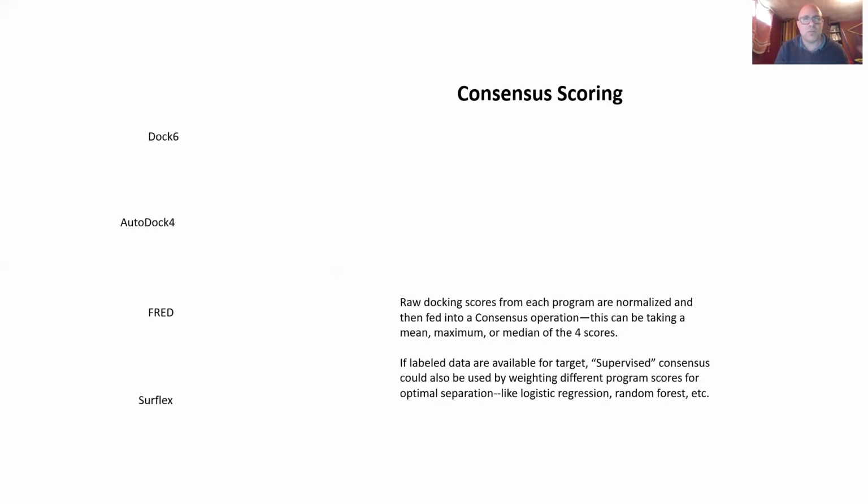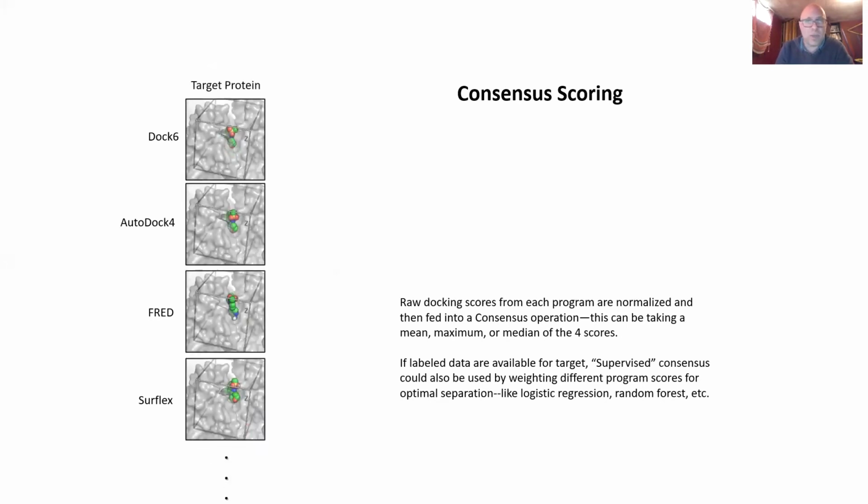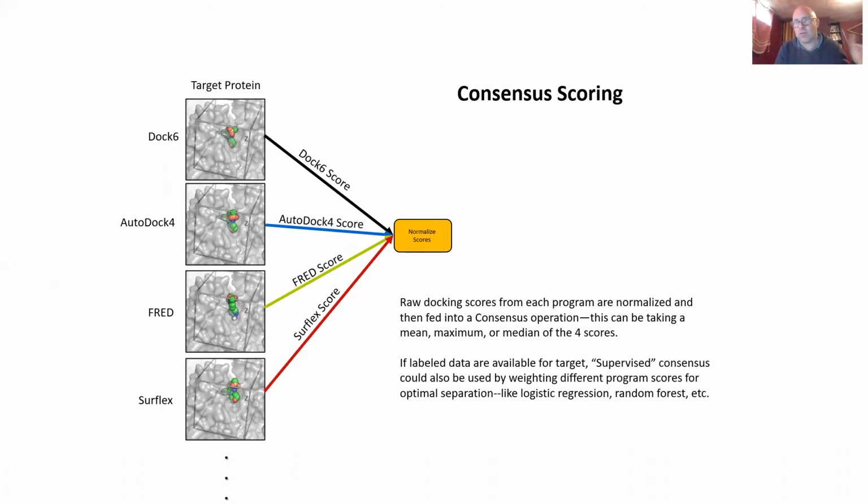So we use this process called consensus scoring, where we dock the compound with multiple programs. In this case, I'm showing 4 different ones. And then we do something to the scores, quantile normalize or something, so that they're all from the same scoring distribution, have equal weights, and then combine them in some way. One way to do that is just to take a mean of the scores. And this seems to work pretty well. It helps us separate actives from decoys better than individual programs.